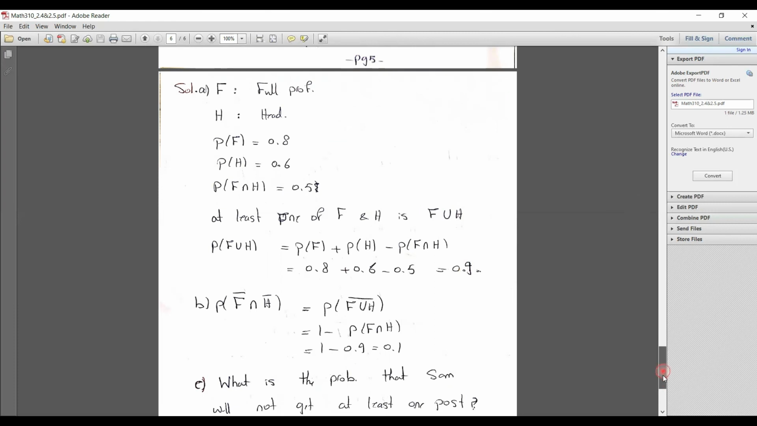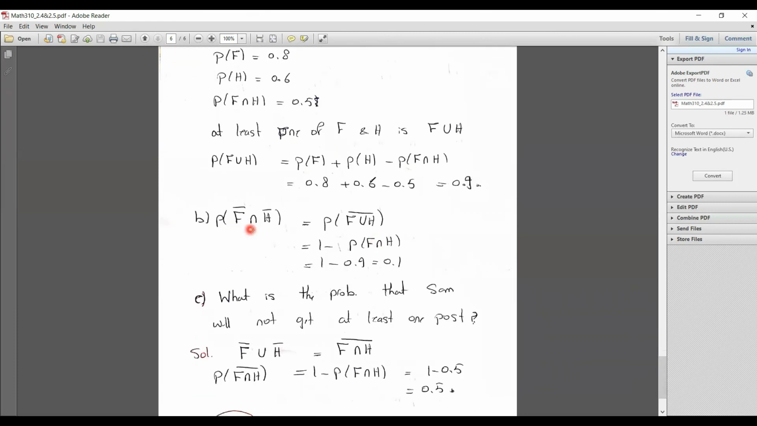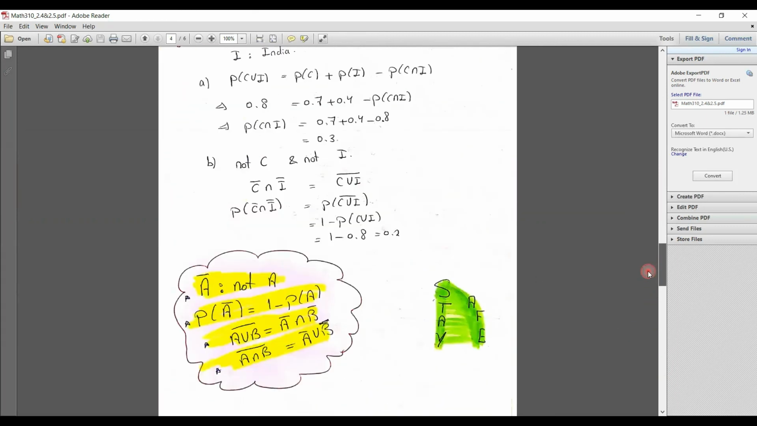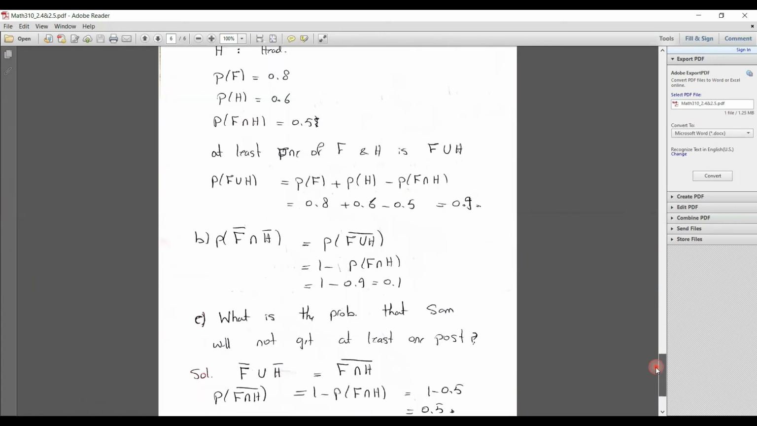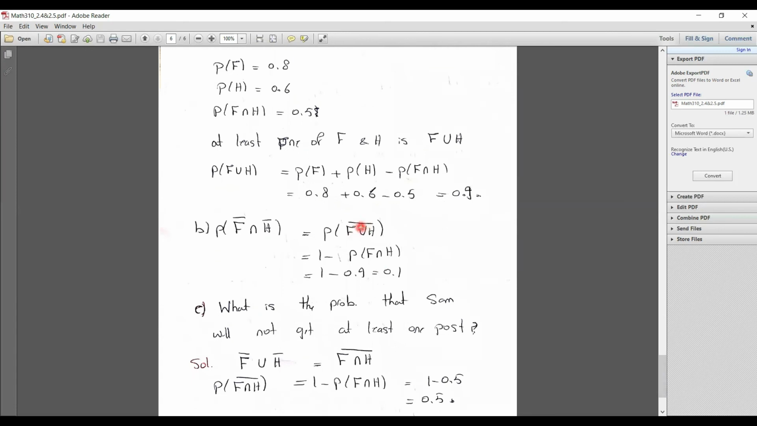In the second one, we need not F and not H. He will get neither of them. So it's P of F union H bar, just as we wrote in the formula. Let's go back to it. This is the formula for it. And the bar here, or not, will be 1 minus P of F union H, so it will be 0.1.